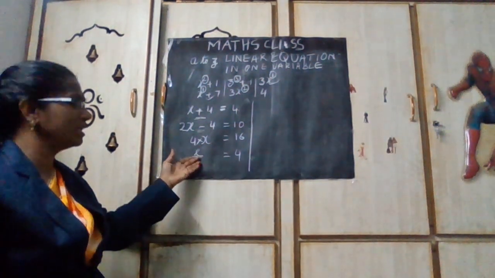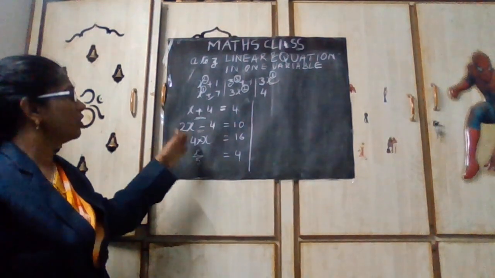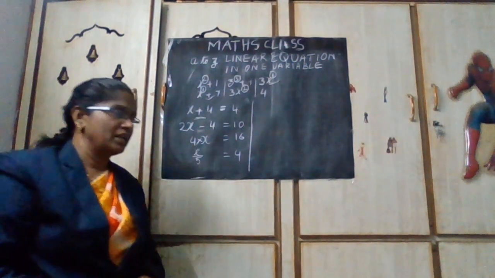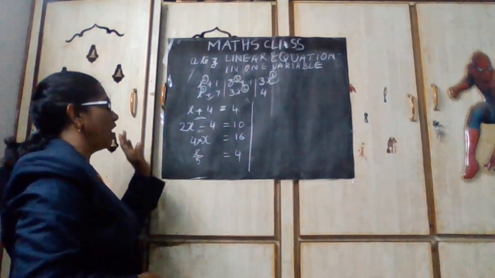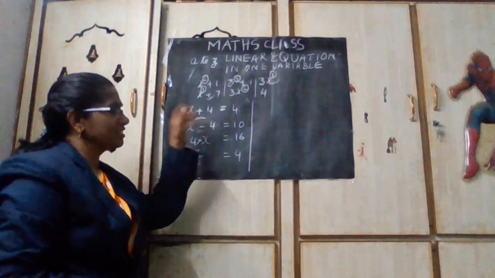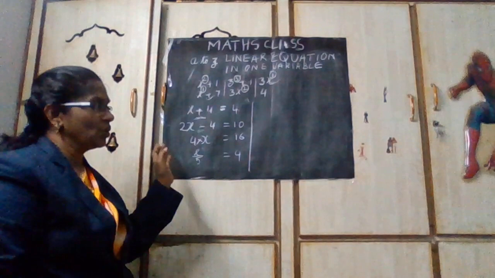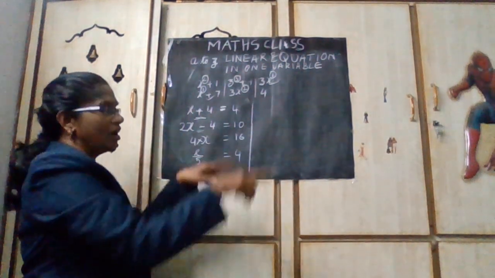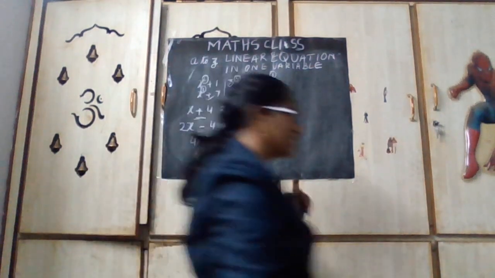I wrote only x; you can take any variable. So we have to find the x value. To find this x value, some rules are there. We have to transpose all constants to either LHS or RHS. For our convenience, we want to transpose everything to the RHS, right hand side.